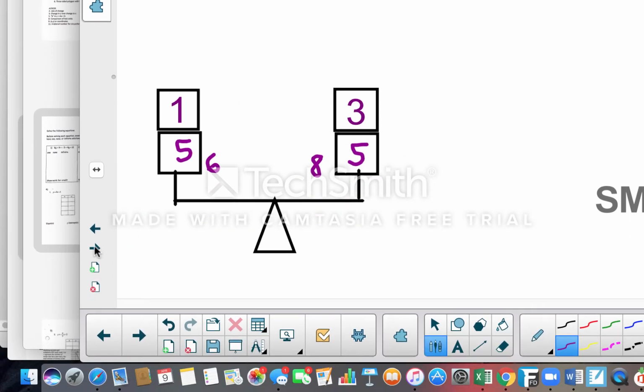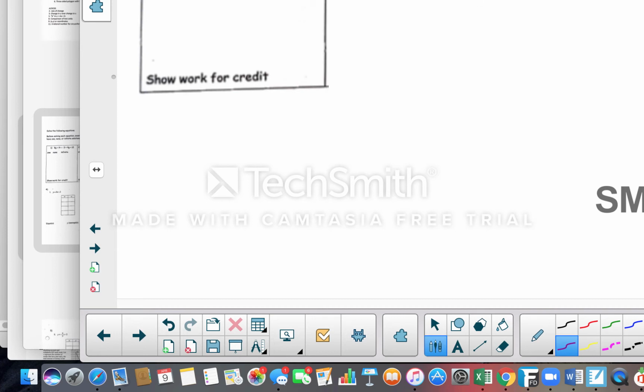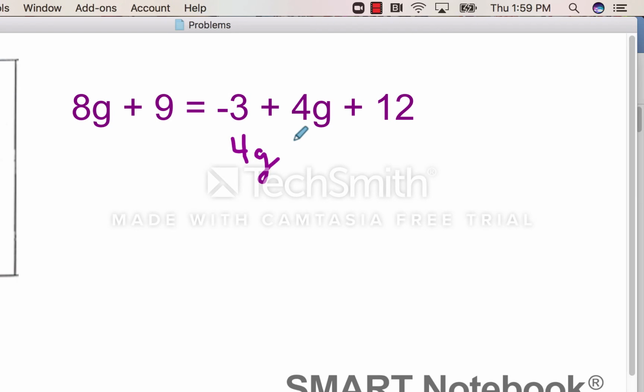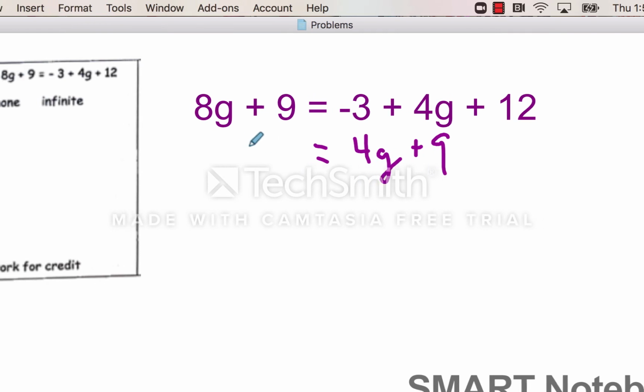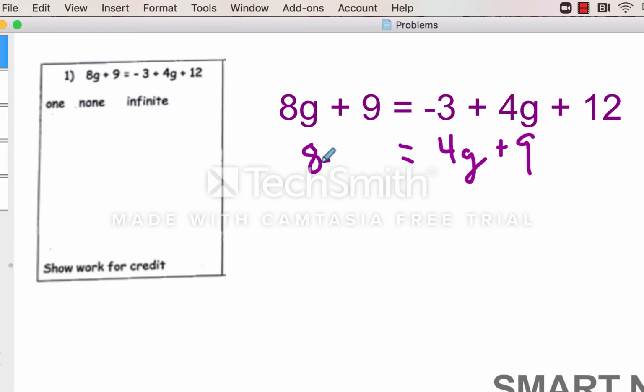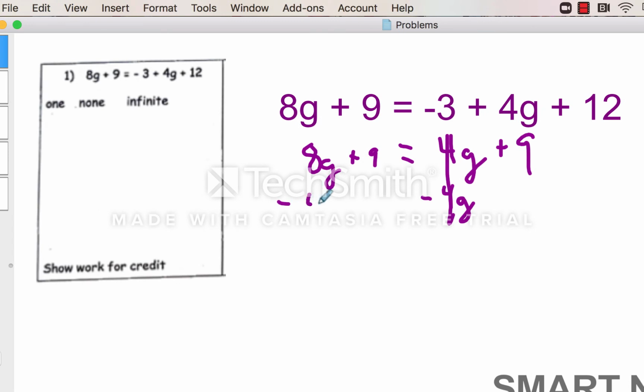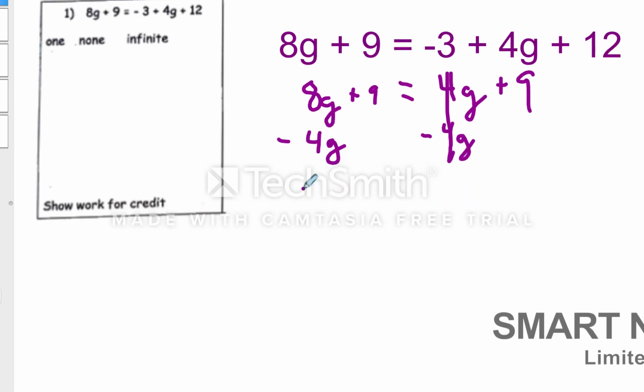And as you start to do these and get better at them, you can start doing them with variables. So if you look at a problem like this, first of all, I would take this -3 and this +12, combine them, and I'd call that 9. So let's rewrite this to say 4g plus 9. I can tell right away that this is going to have one solution, and the reason for that is I have a different amount of g's. You see over here I have the coefficient 8, and on the other side of the equal sign I have the coefficient 4. So I can take these 4g's out of here and move them to the other side of the equal sign, and I'm still left with some g's. I'm still left with some numbers here.